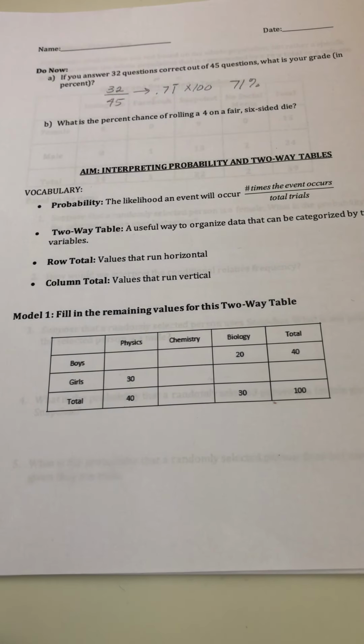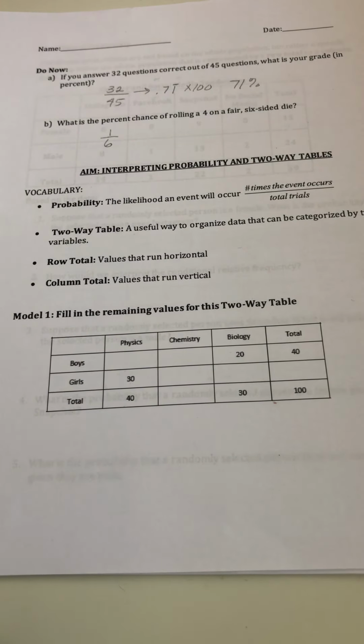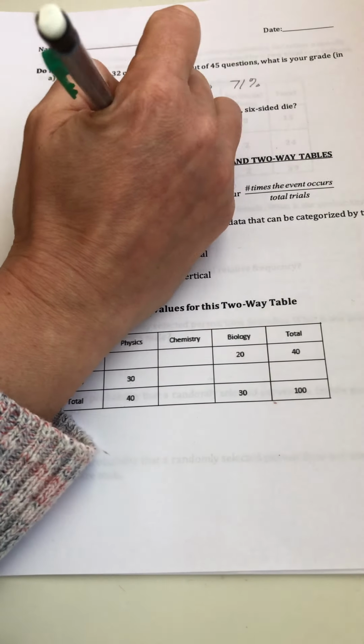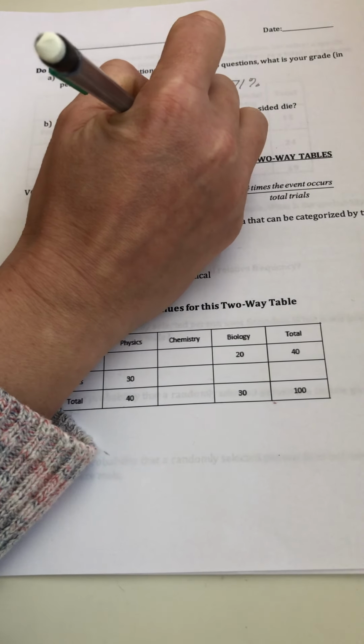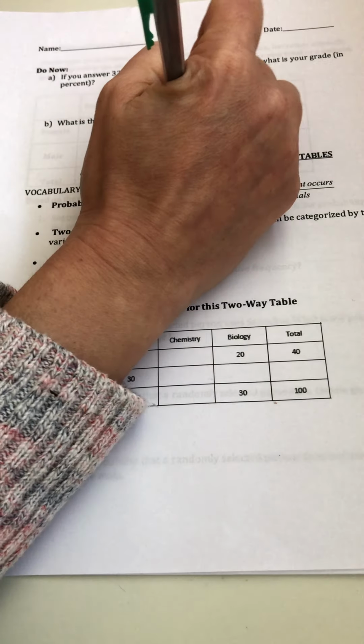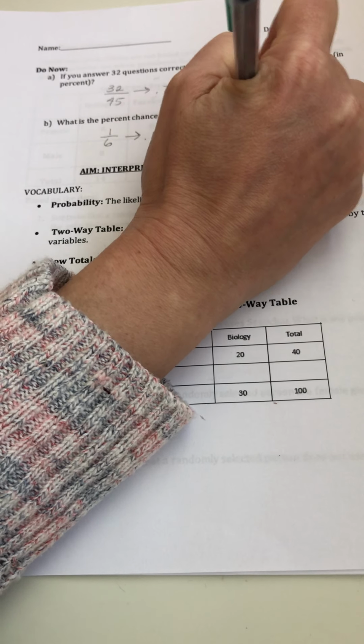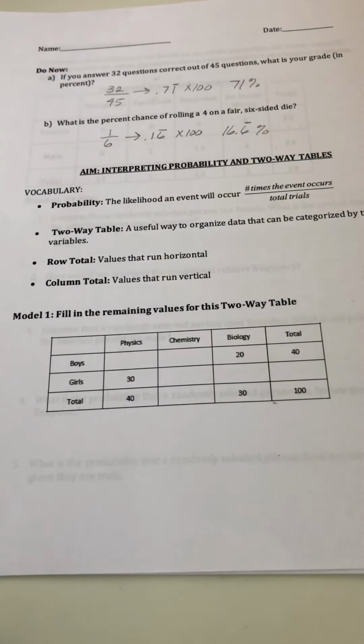What is the percent chance of rolling a 4 on a fair 6-sided die? So that would be 1 out of 6. There's only one 4 on a fair 6-sided die. And if we converted that to a decimal, we would get 0.16 repeating, but it does say percent, so we're going to multiply that by 100, and it's about a 16.6 repeating percent. Didn't say what to round to, so we'll just keep it that way.